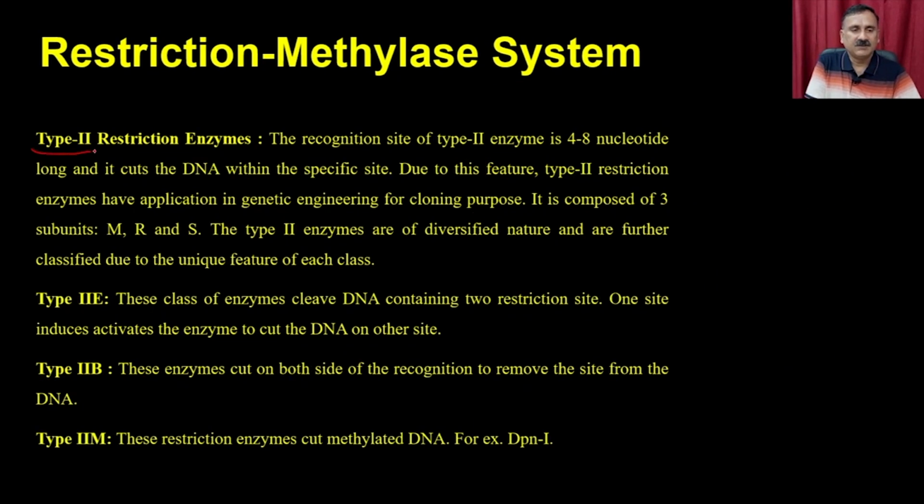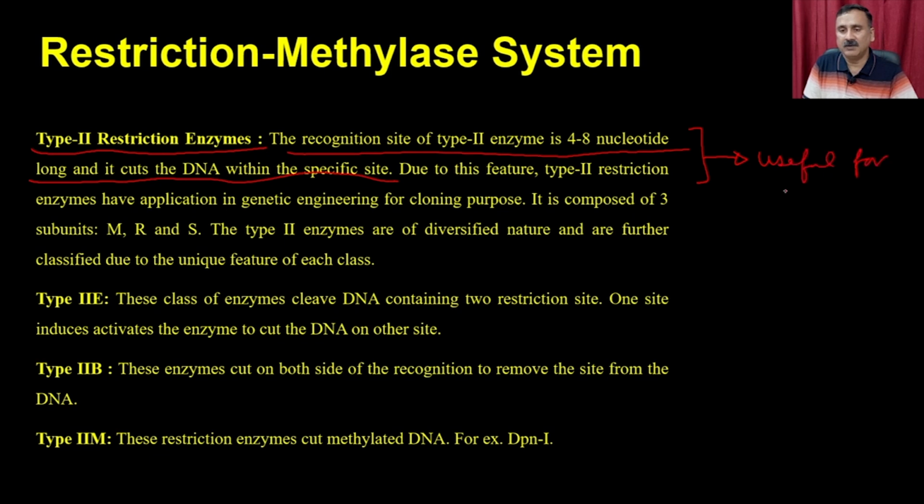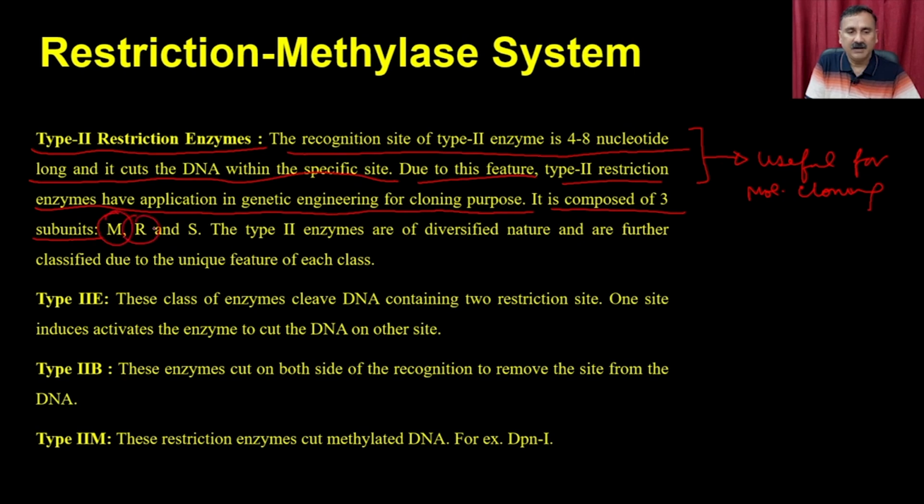Then we have type 2 restriction enzymes. The recognition site of a type 2 enzyme is 4 to 8 nucleotides long and it cuts the DNA within the restriction site, which means they are going to be useful for molecular cloning, because their recognition site and their cutting site are the same. Due to this feature, the type 2 restriction enzymes have a specific application in genetic engineering for cloning purposes. It is composed of three subunits, M, R and S.